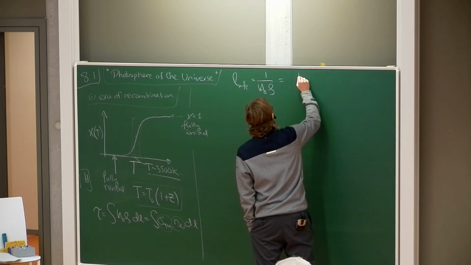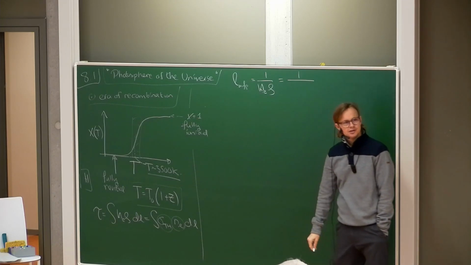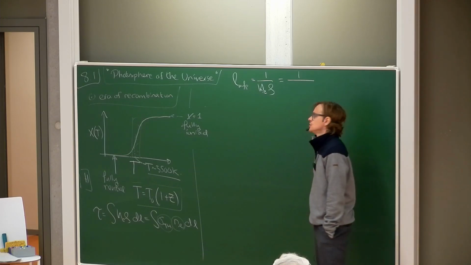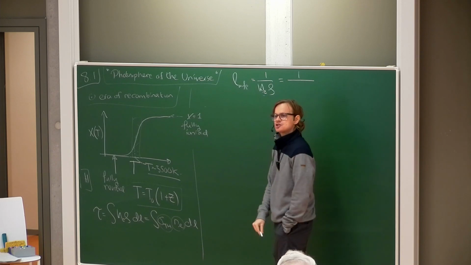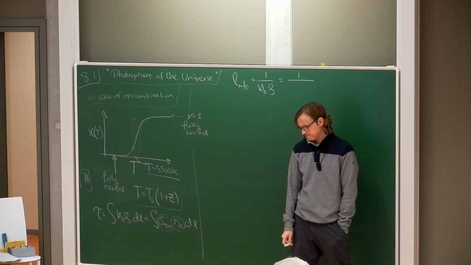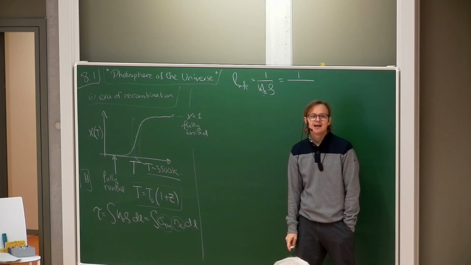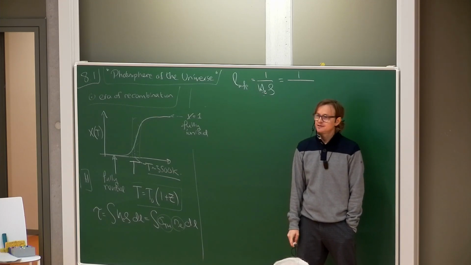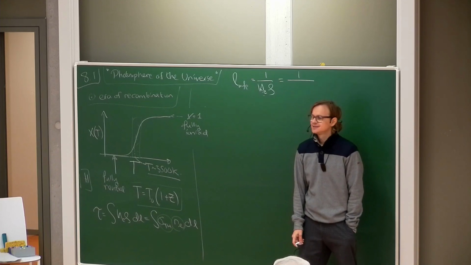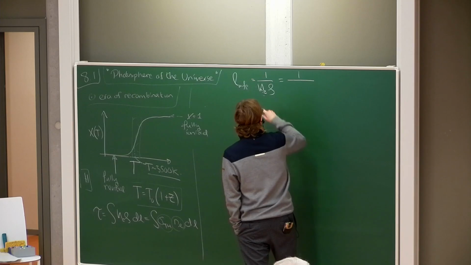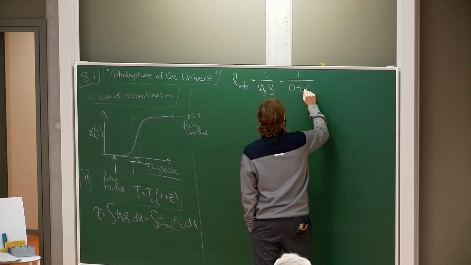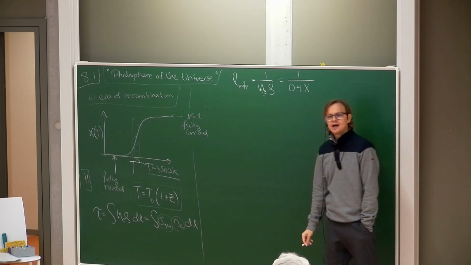Now, for a hydrogen gas, like our hydrogen universe, you have already calculated an expression for this in your exercises. That was when you analyzed the Eddington limit as a tentative upper mass limit of stars. Then you got it to be 0.4 times the ionization fraction of hydrogen.